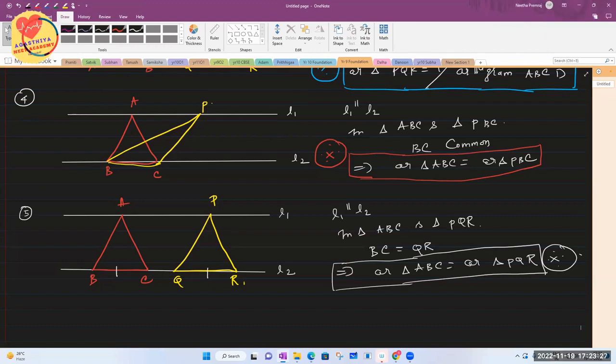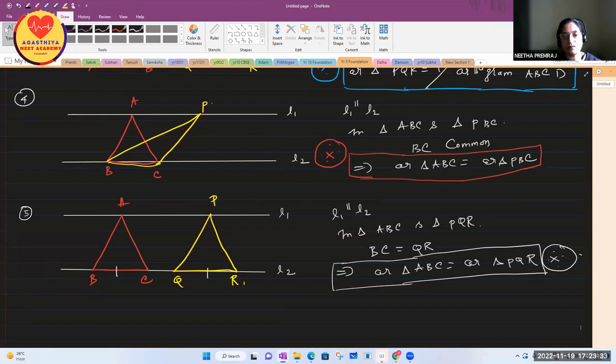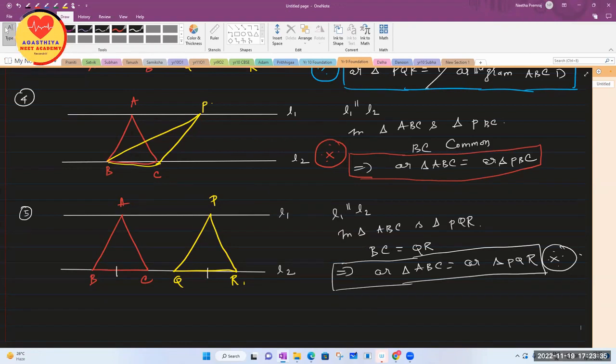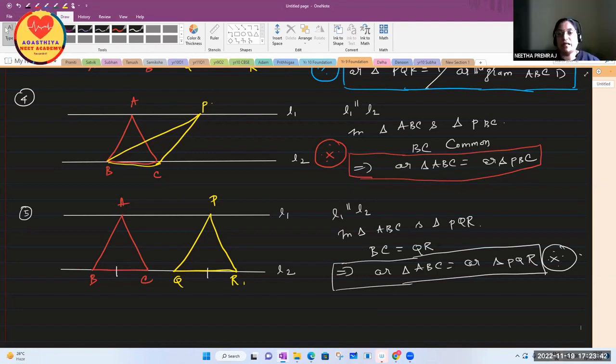L1 parallel to L2, ma'am. Area of triangle ABC equals area of triangle PQR, ma'am. Why, when? See, two triangles lie between the same parallels, having equal base, then areas are equal.